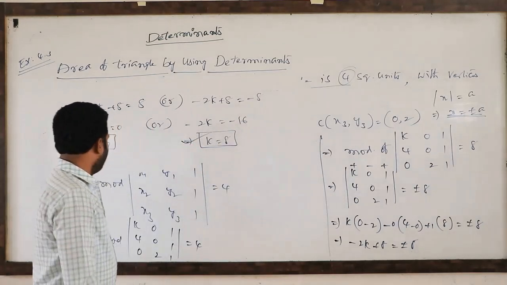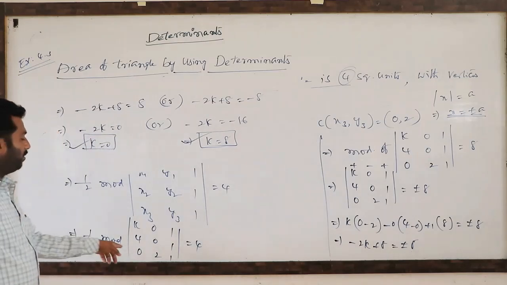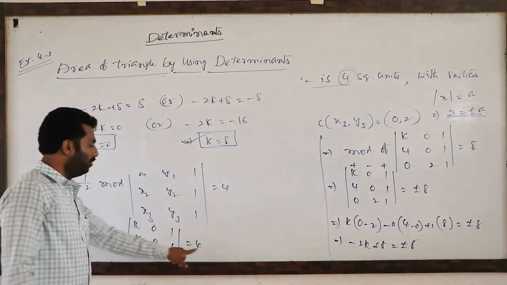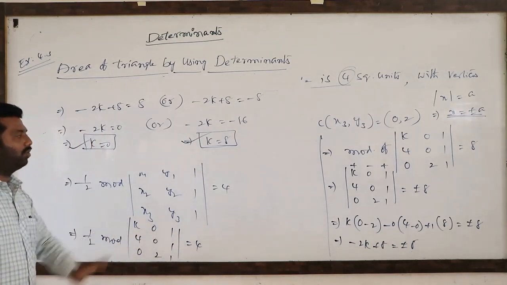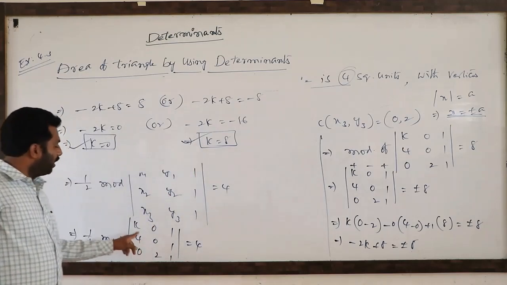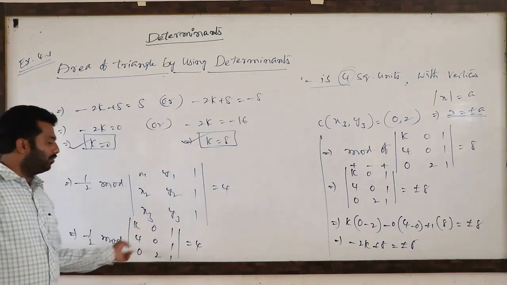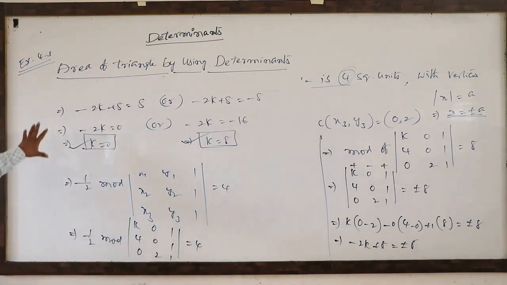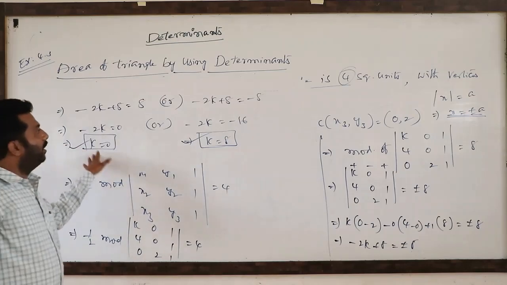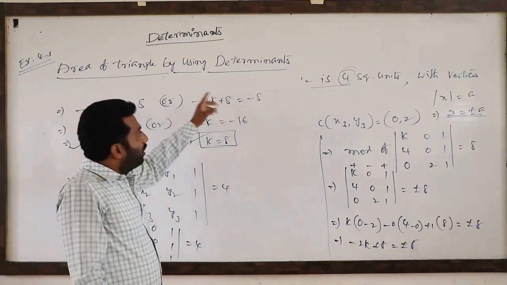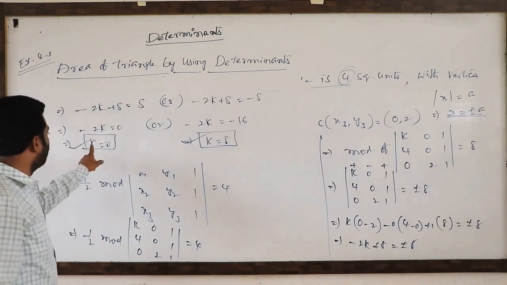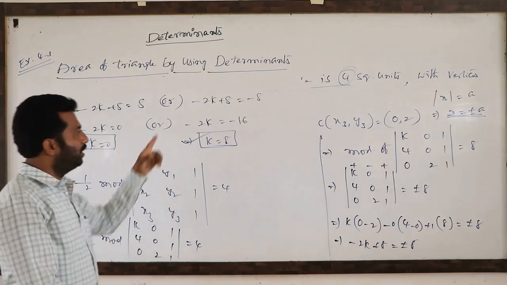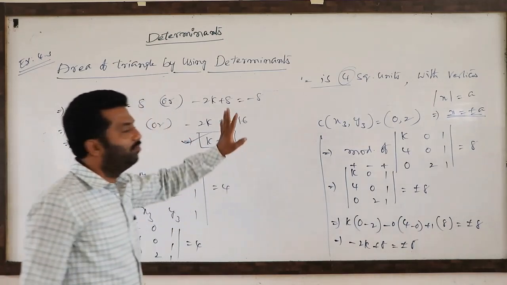Means in one vertex, first vertex k comma 0 only, no. If I substitute k value 0, this determinant value 4 will come. Means area of the triangle 4 will come. Or k value 8 also, if you substitute, area of the triangle 4 will come. So these are the concepts. What are the suitable values of k? If the area of the triangle is 4 units, either k value 0 or k value 8. Any one of these two values, if you substitute, area of the triangle becomes 4 units.